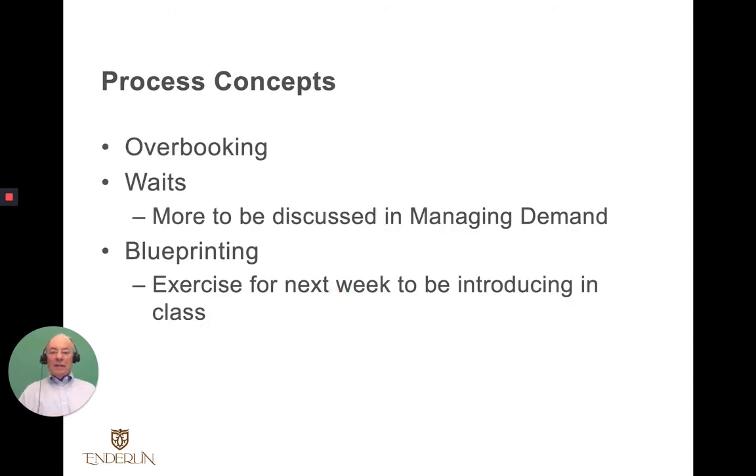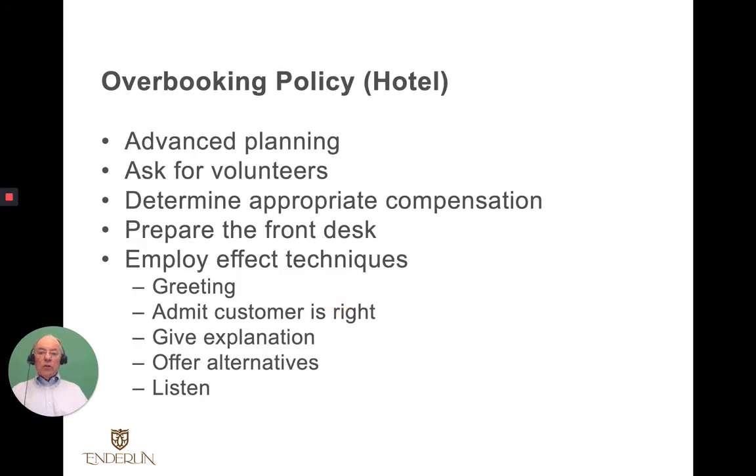Now we also have to put processes in place. We need processes for when we're overbooked, and this could apply to a restaurant or a hotel. We have a wait philosophy, and we'll talk more about that when we get to managing demand. And we have a blueprinting process, which we're going to do next week in class. You're going to work on these individually, and we're going to talk about them in class next week, and I'm going to introduce that to you in an in-class presentation. So when we look at overbooking for a hotel, we have to plan in advance, ask for volunteers, determine appropriate compensation, prepare the front desk, and employ all these kinds of techniques, how we're going to greet the customer, what we're going to do.